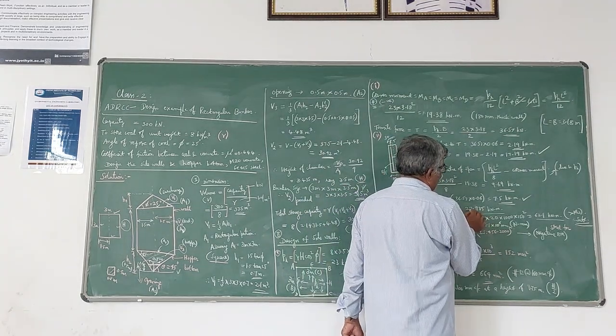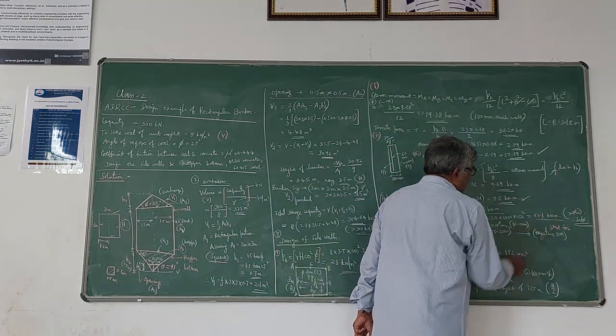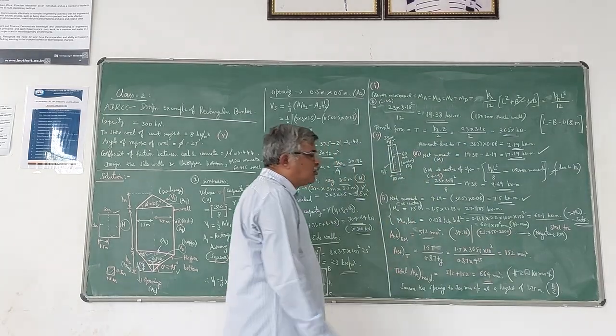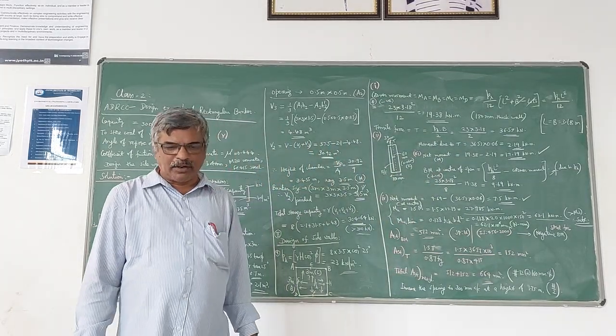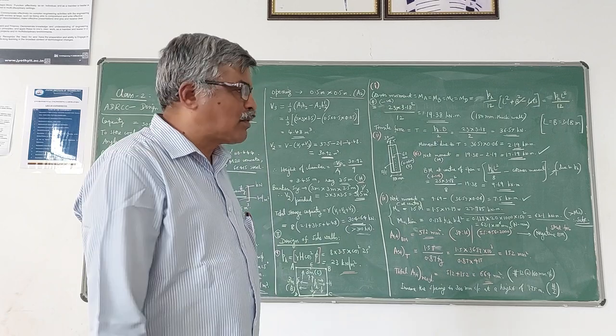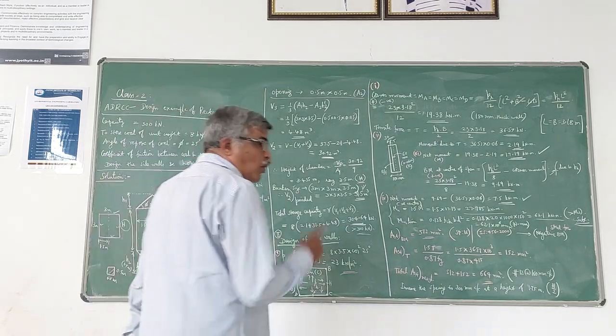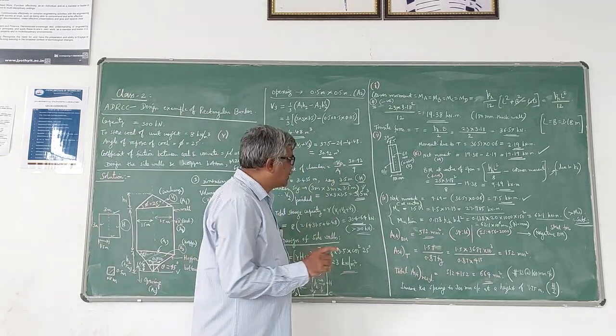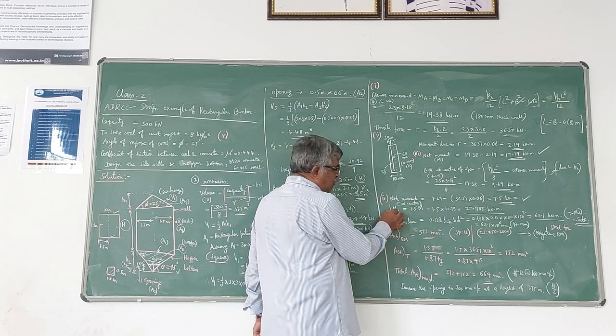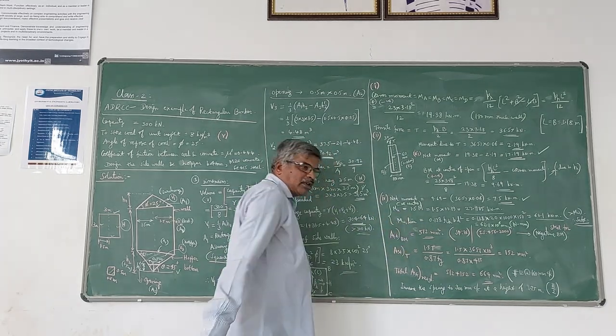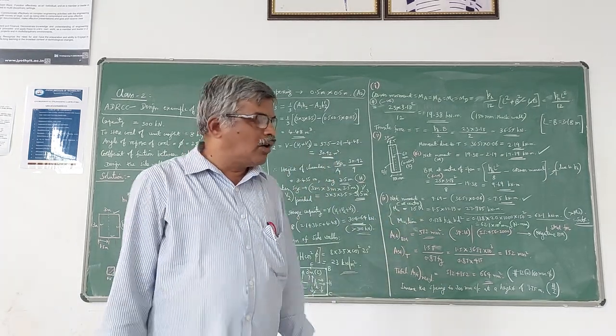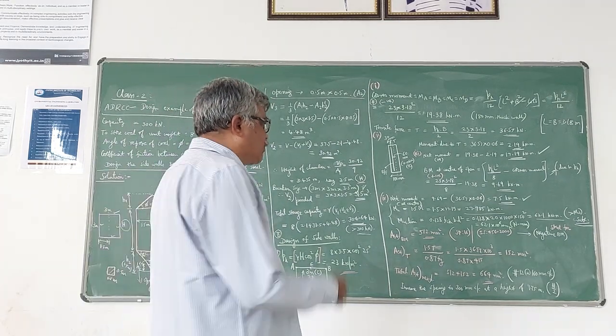This 27.785 and 62.1. Always Mu limit should be greater than Mu. That means in any design, your moment of resistance should be more than the maximum bending moment. So this Mu is the maximum bending moment, and Mu limit is the moment of resistance. That is the criterion. Here, of course, it is far better.